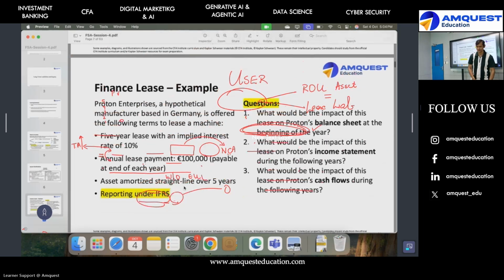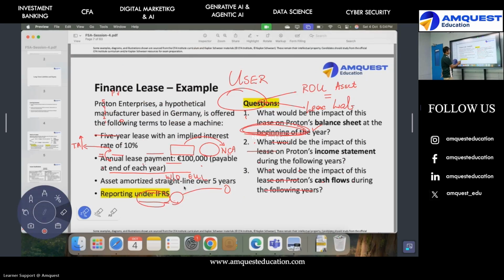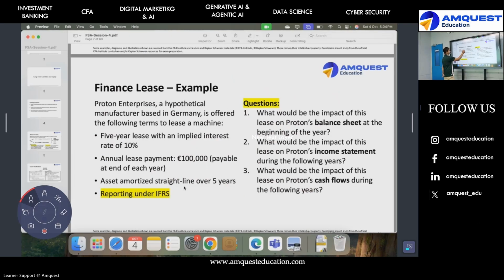Let's look at an example on this. Then I'll come to the lessor point of view. Again, remember this is the lessee point of view, lessee. Now I have a lessee here. Guys, focus on the example carefully. This fellow is a lessee, okay? This lessee wants to take a 5-year lease.